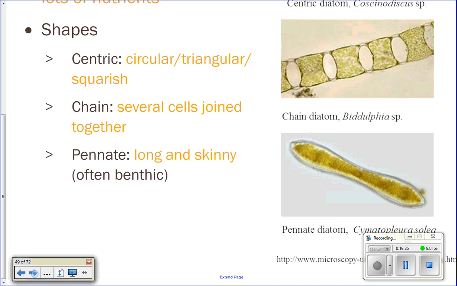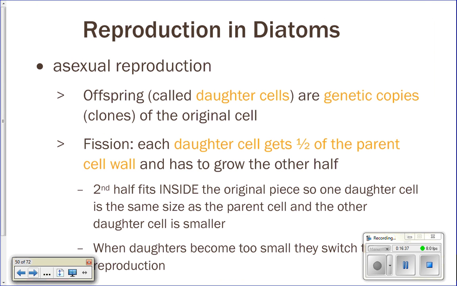Okay. So reproduction in diatoms: because they have this glass cell wall that's so hard to deal with, it doesn't dissolve easily, and you can't grow and make your glass cell wall bigger. They actually have to have a special form of reproduction in order to deal with this. They have both asexual reproduction and sexual reproduction.